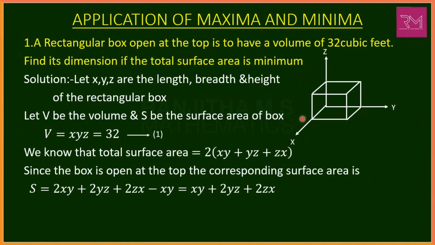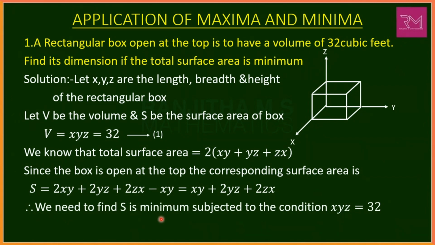Also we know that the total surface area of the rectangular box is given by 2 into (xy plus yz plus zx). This is the general formula to find the surface area. Since the box is open at the top, you have to subtract from the total surface area any one of the surfaces. We get the value of s as xy plus 2yz plus 2zx. Hence we have to find s minimum subject to the condition xyz equals 32. This is our aim, that is to find s minimum subject to the condition xyz equals 32.